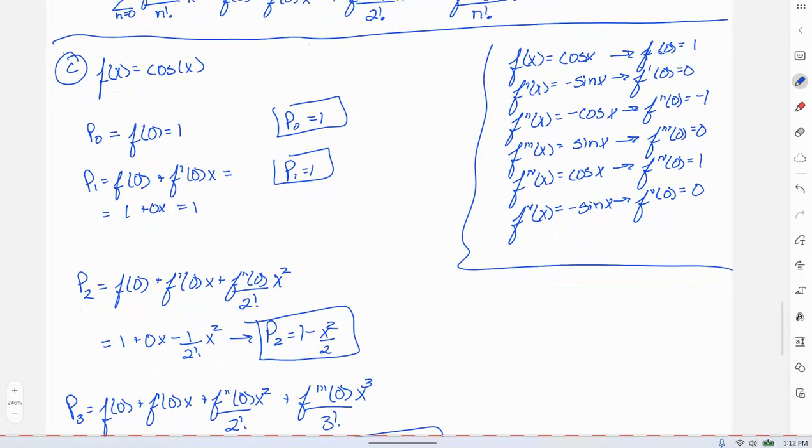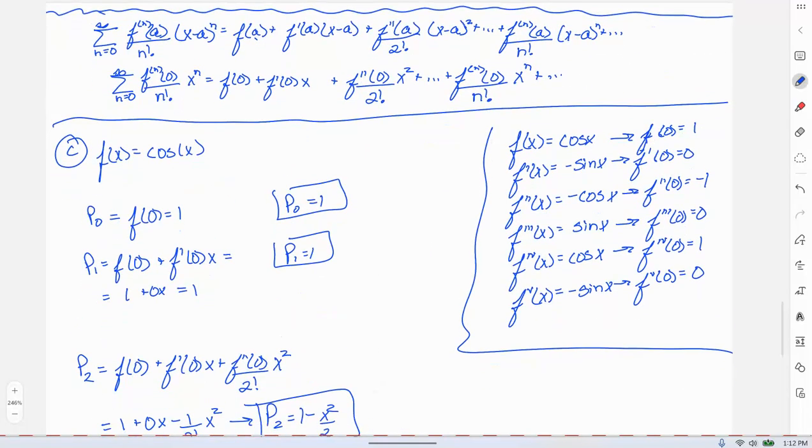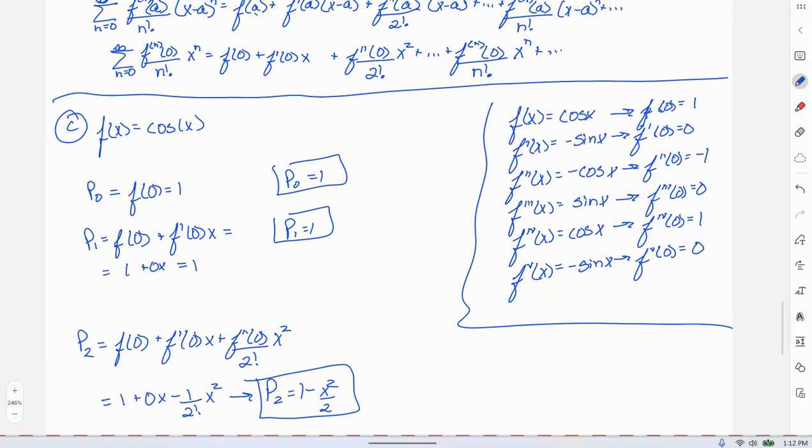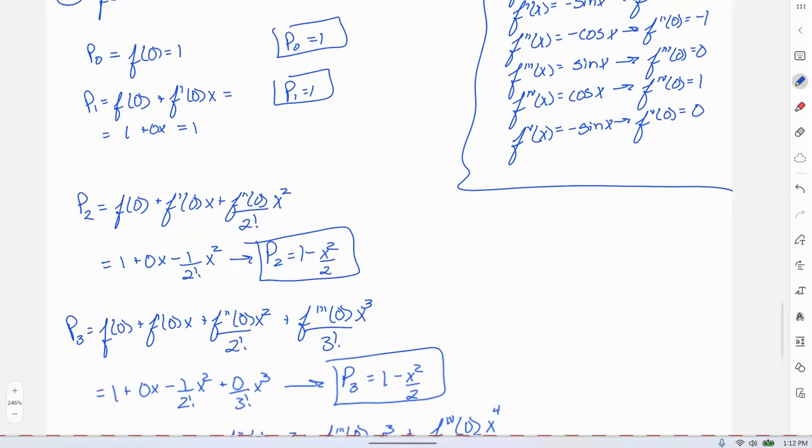So if I want to find P naught, that's just going to be what f naught is for the Maclaurin series, which is just going to be that first term. The function at 0, or for cosine, it's going to be 1. If I want the first term, P1, the first degree polynomial, is going to be f of 0 plus f prime of 0 times x. And if I plug in my values, I'm just going to get 1 plus 0x, which is 1. Notice these are the same. So this is going to have a similar outcome to what happened with sine.